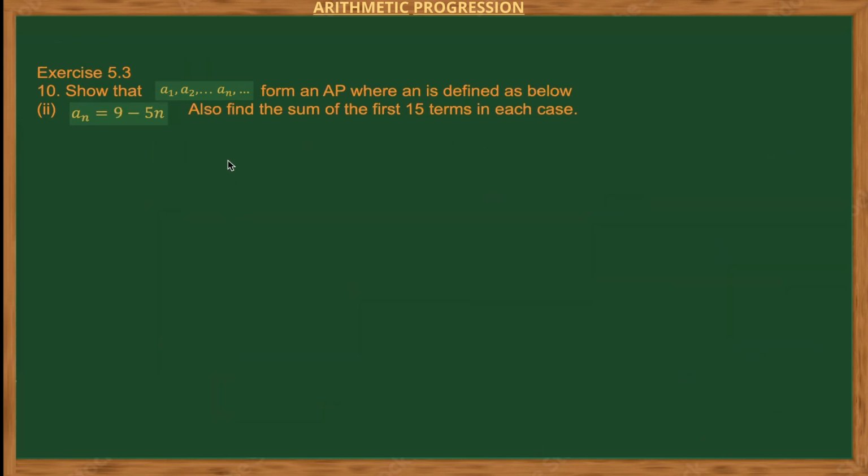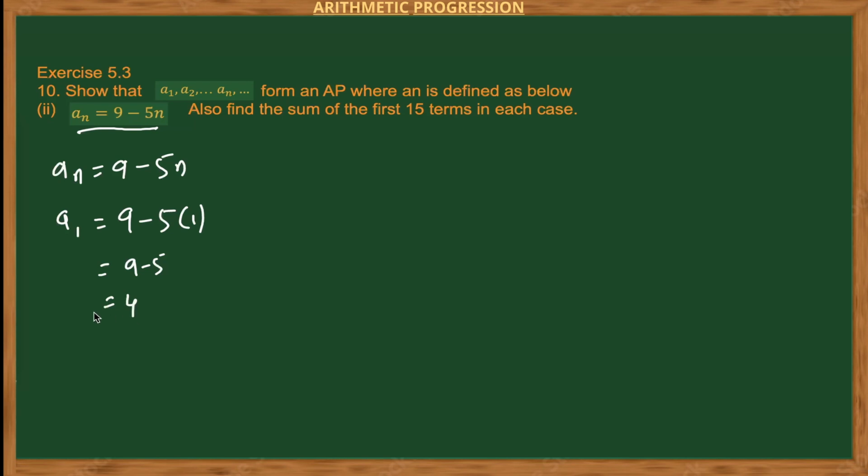Okay, so this is similar. Here it says that every term in the sequence will follow this pattern. So let's try to solve it in a similar way. Let's write it down. a n is equal to 9 minus 5n. So a of 1 is equal to 9 minus 5 times 1, which is equal to 4. So the first term is equal to 4.